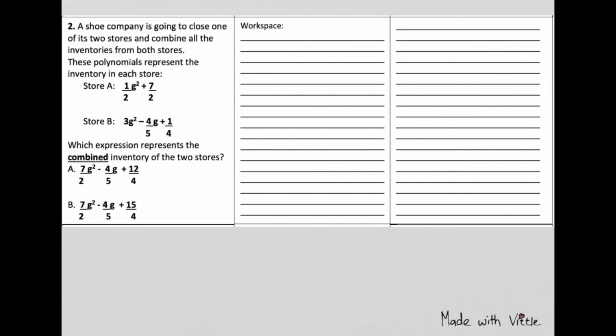A shoe company is going to close one of its 2 stores and combine all the inventories from both stores. These polynomials represent the inventory in each store. Store A has 1/2 g squared plus 7/2. Store B has 3g squared minus 4/5 g plus 1/4. Which expression represents the combined inventory of the 2 stores? So copy down the 2 expressions and let's go ahead and combine them.